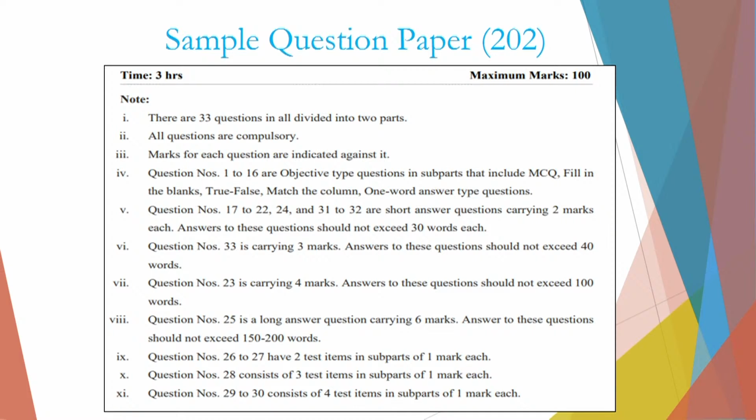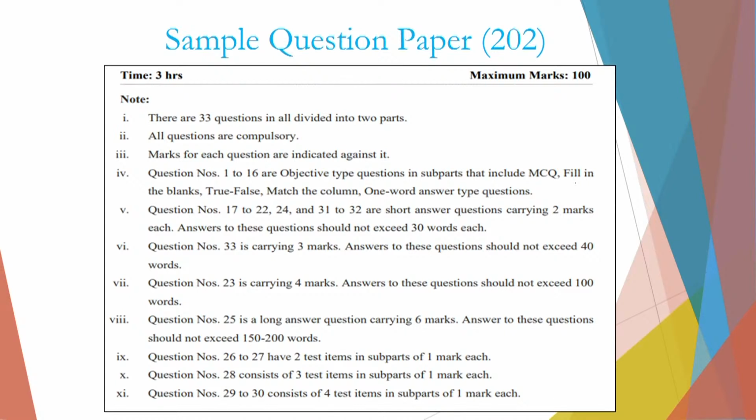As I have already said, the last question will be number 33, and these 33 questions are divided into subjective parts and objective parts. All questions are compulsory. As I have already said, there will be internal choices, right? So wherever a particular question has choices, you have to keep that in mind. Marks for each question are indicated against it.